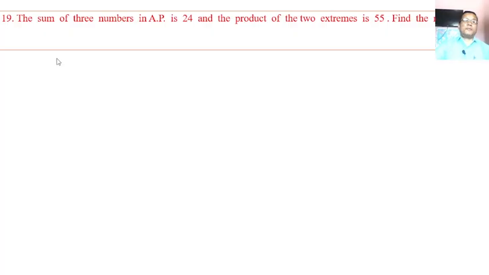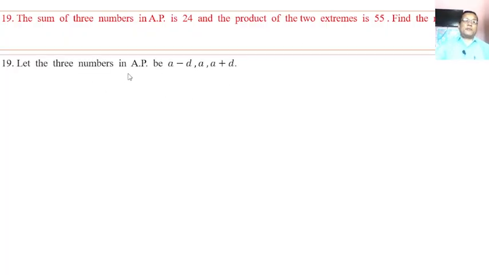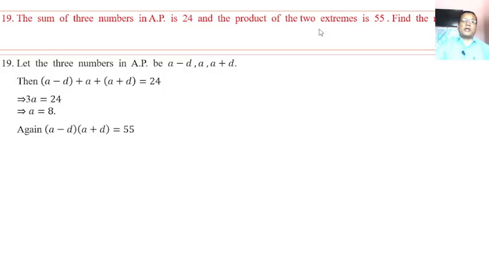The sum of three numbers in AP is 24 and the product of their extremes is 55. Find the numbers. Let the three numbers in AP be this. Their sum is given as 24, from which we have a equal to 8. And the product of the two extremes is 55, that is a minus d times a plus d equals 55. Simplifying, we get this, a value 8, solving d value is found.